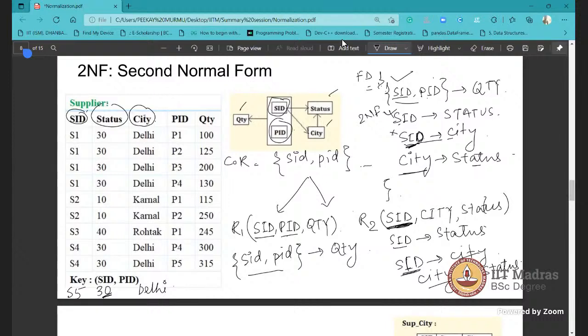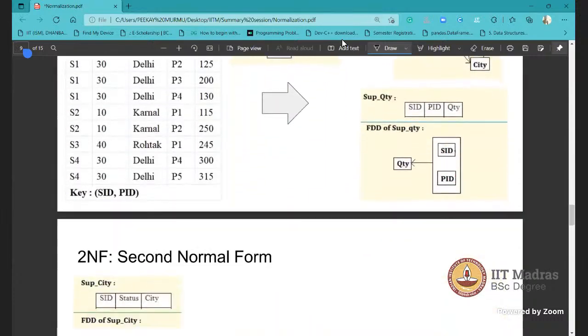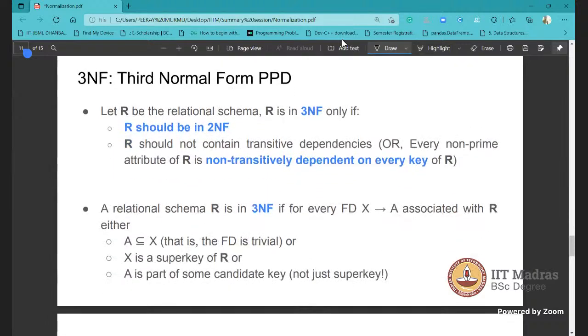Yes, sir. Every time we repeat Delhi, the status is the same. So that is redundant. But we do normalization to reduce the redundancy. So this is in the second normal form, but further we can see there is still redundancy. So for that we use the third normal form. Okay. So this is the third normal form. What is the third normal form?